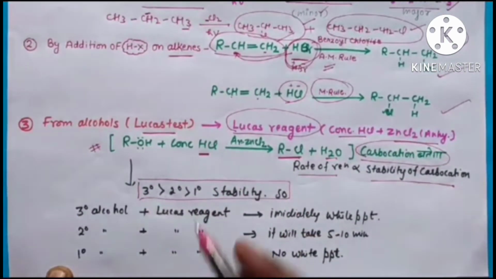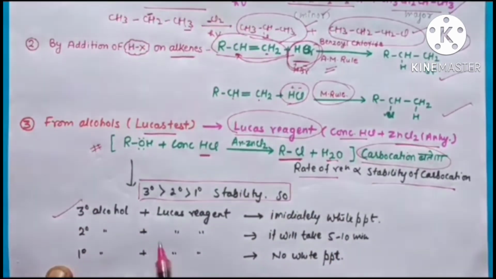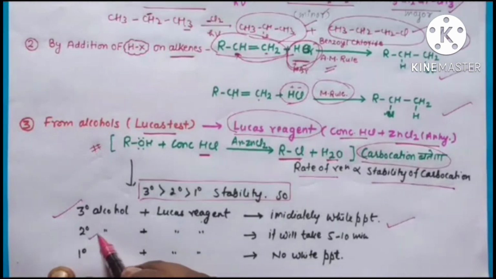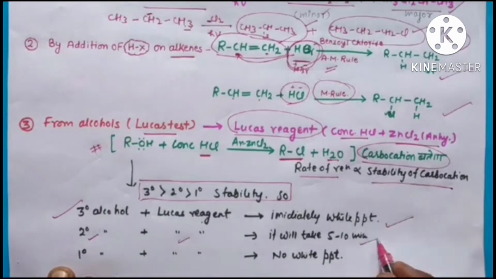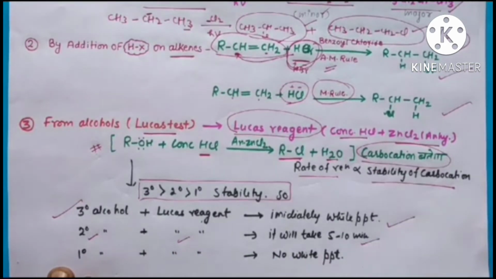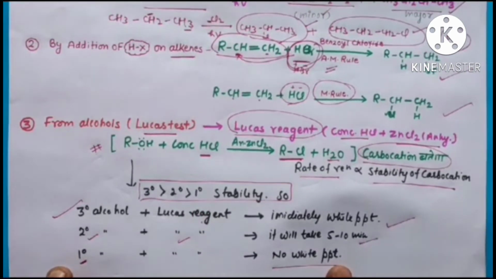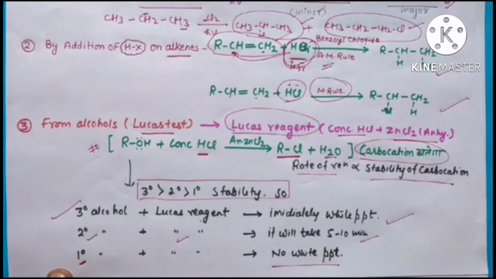So that's why 3 degree alcohol with Lucas reagent immediately gives a white precipitate. If there is 2 degree alcohol with Lucas reagent, turbidity or cloudiness will appear within 5 to 10 minutes. What about 1 degree alcohol, which is least stable? That's why there will be no white precipitate, or no reaction with Lucas reagent. No precipitate will appear at room temperature. Okay, so this is the reaction with alcohol.